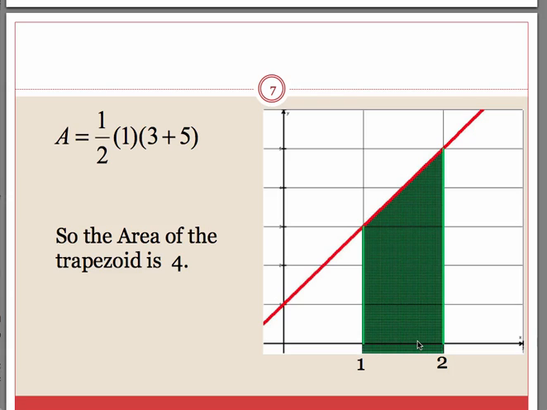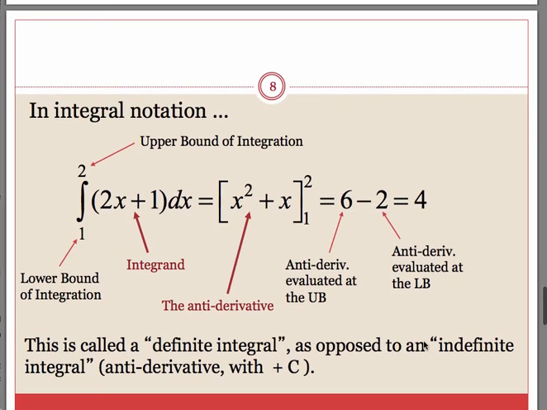Now let's transition to why we can finally do this with antiderivatives. You were introduced earlier to a definite integral. If we were to express the fact that we want to find the area under this curve 2x plus 1 between x equals 1 and x equals 2, it would look like this. We would read this as the integral from 1 to 2 of 2x plus 1 dx.